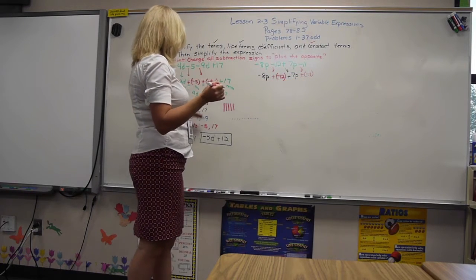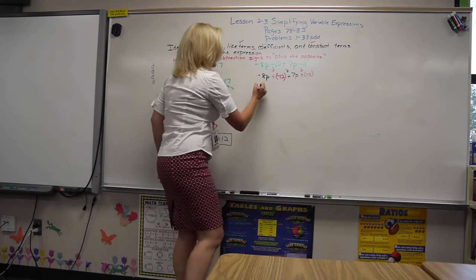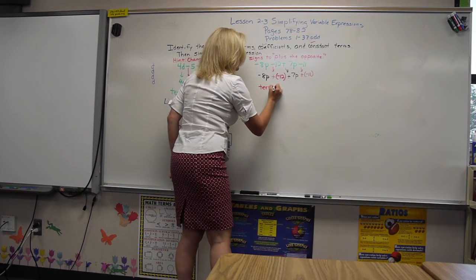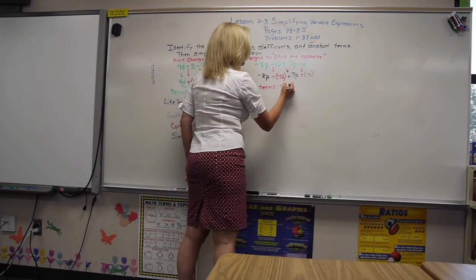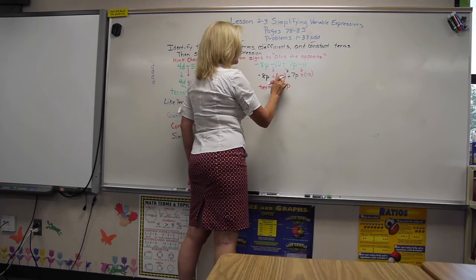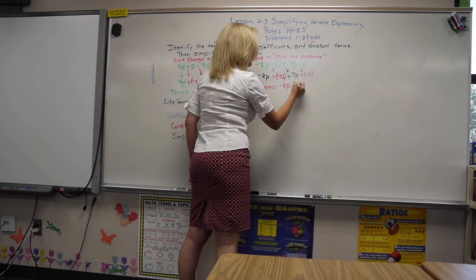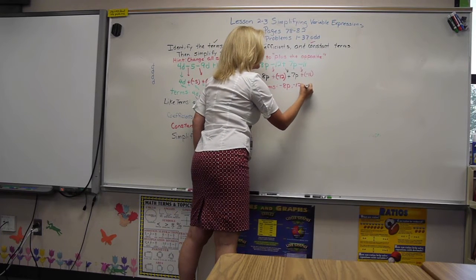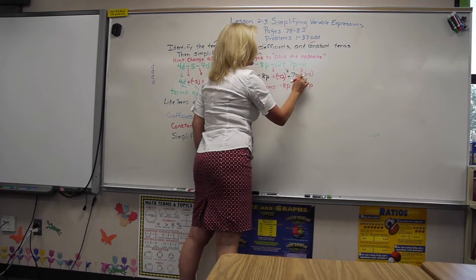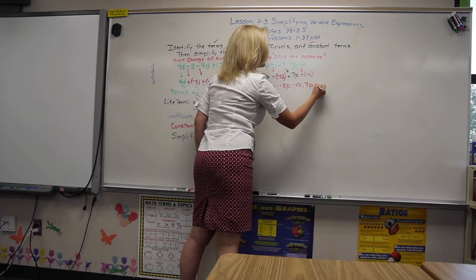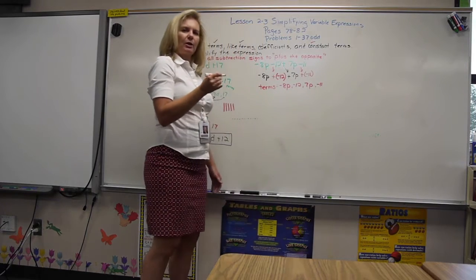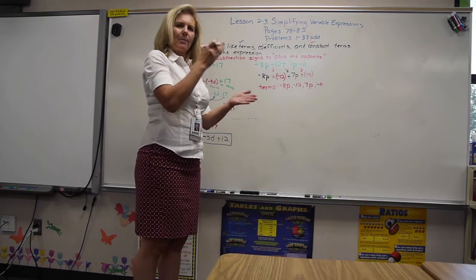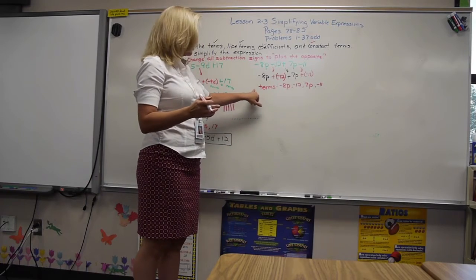And then I can go through the same process again. If I look at my terms, I have -8p. I see an addition sign, so here's another term. That's -12. I see an addition sign. That's another term, so that's going to be 7p. And I see an addition sign. That's another term, -11. So anything separated by addition or subtraction signs are your terms.